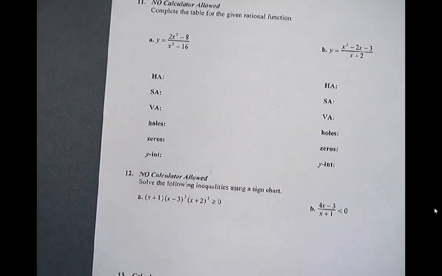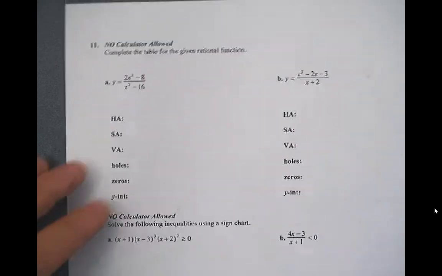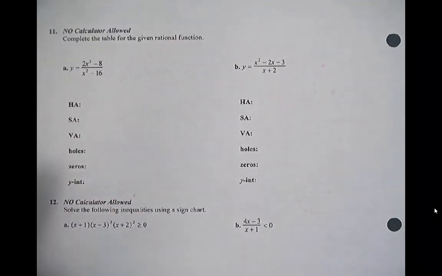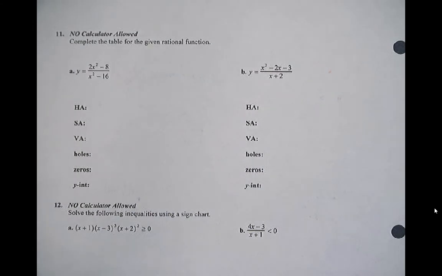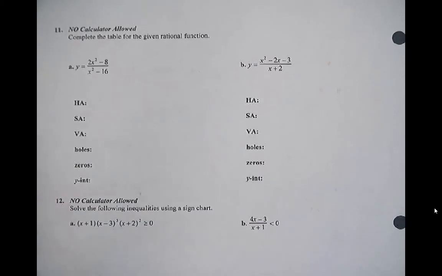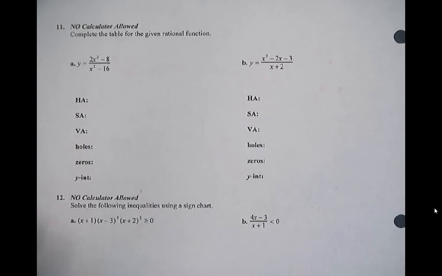No calculator on these next two, so put that on the side. Complete the table. Remember how we did this? HA, SA, VA, holes, zeros, y-intercept. I'm going to leave this up to you. Pause it. See how much you can get on your own. All right, let's see how you did. This is just one of those basic advanced math ideas.